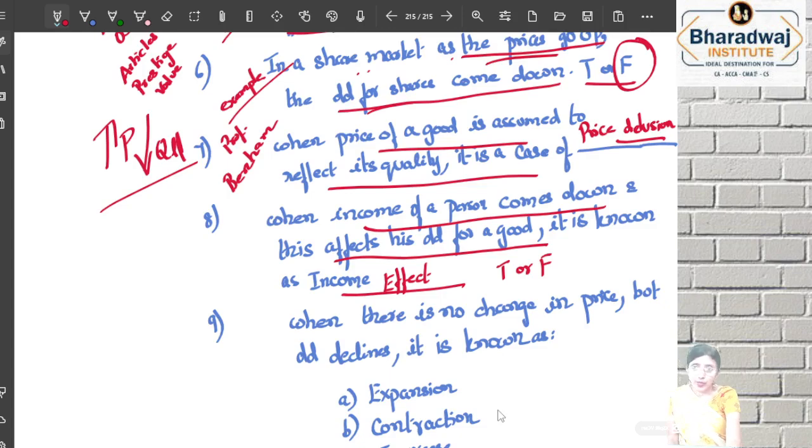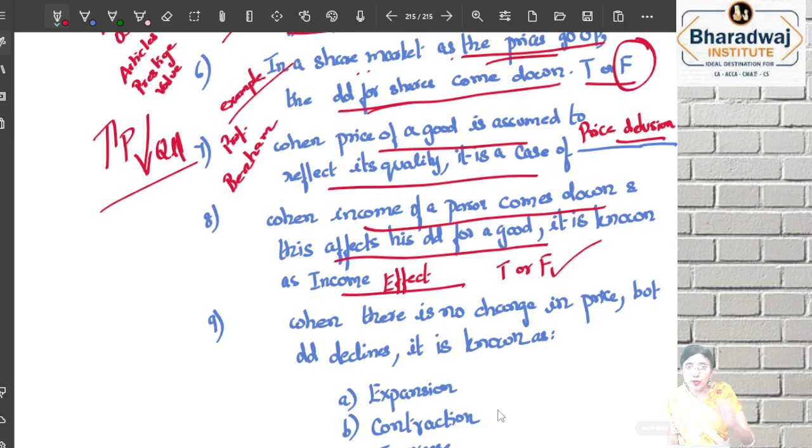You understood the statement? When the income of a person, now in the examination, please note they need not give it like that, like Ram whose income came down, something like that also. So when the income of a person comes down and this affects his demand for the good, it is known as income effect. What does income effect say? Income effect talks about the changes in the price upon the income available in the hands of the consumer and his demand.